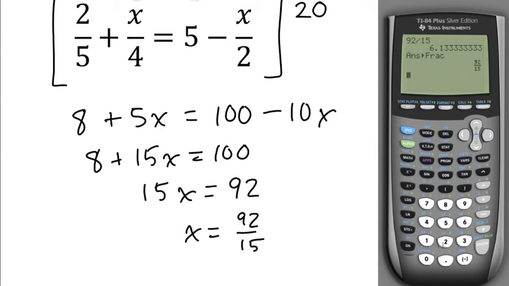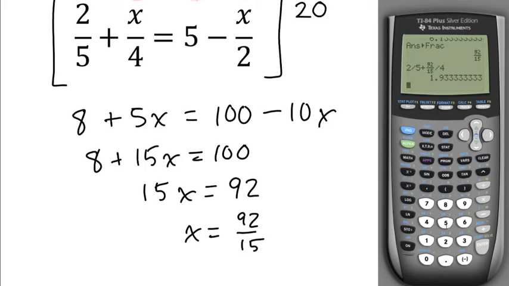So I'm going to go ahead and take 2 divided by 5 plus x, right, x divided by 4. And when I do that, I get this number. I guess I could remember it. It's 1.9 and a bunch of 3's. Let's see if the other side becomes the same thing.